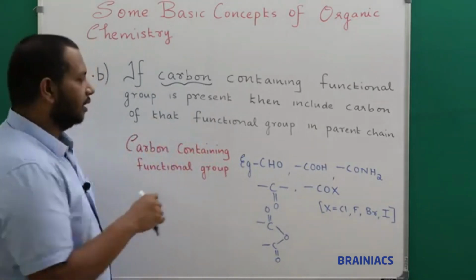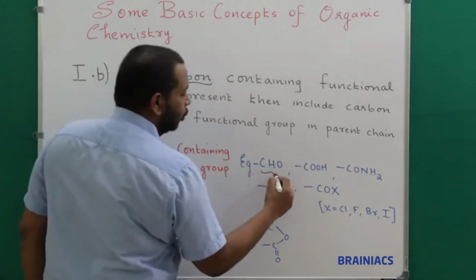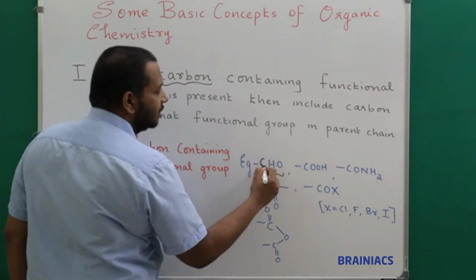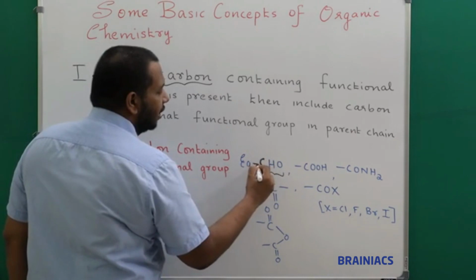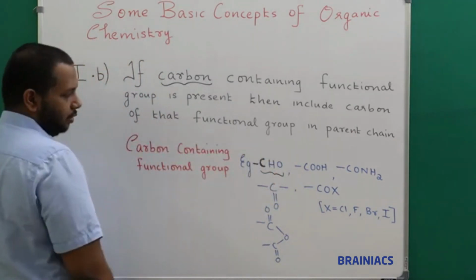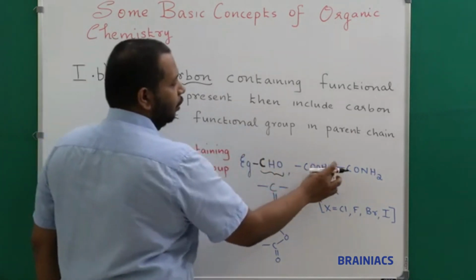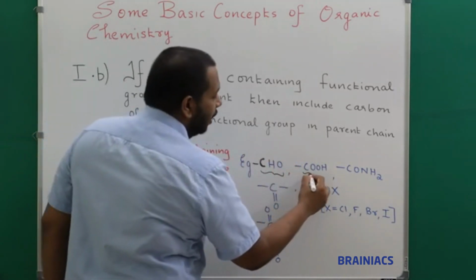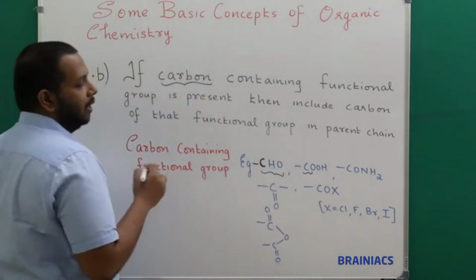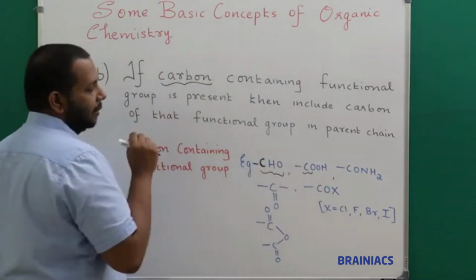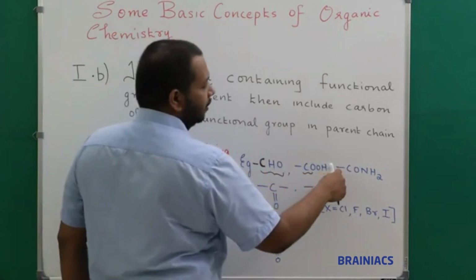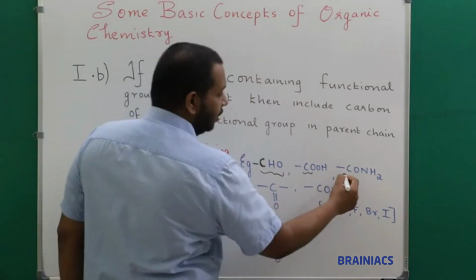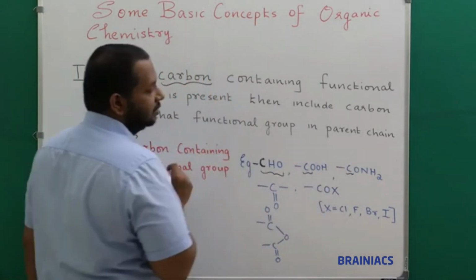For example, listen here. If you see here CHO, you know it is an aldehyde group, and this is where the linkage is happening with the carbon. So I can say this is a carbon containing functional group. And if you see COOH, this is carboxylic acid, oic acid, and this is also a carbon containing functional group, and with that only the linkage is happening. And CONH2, that is an amide group, also has carbon, and that is where the linkage is happening.